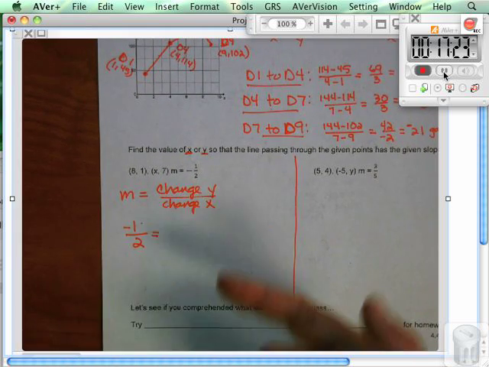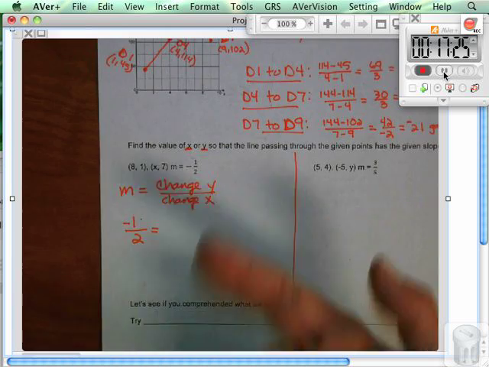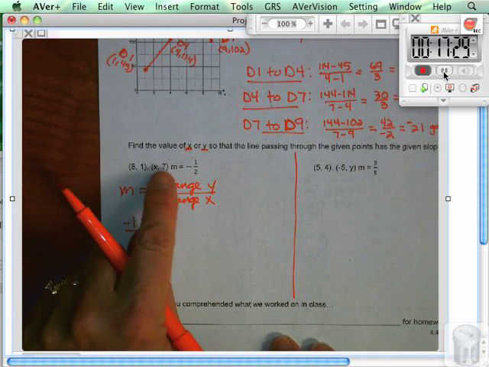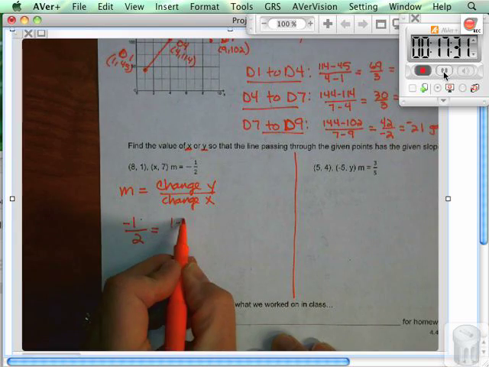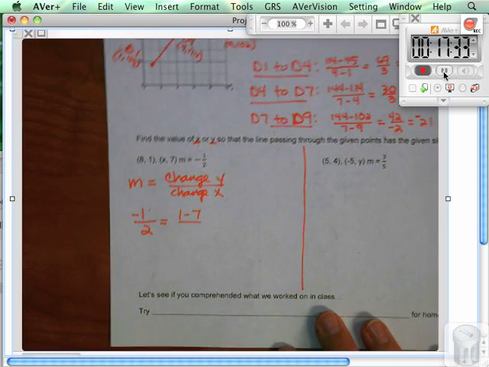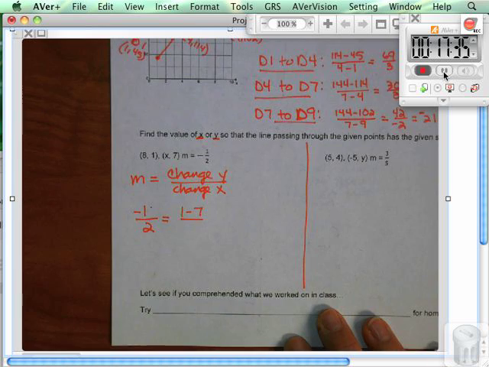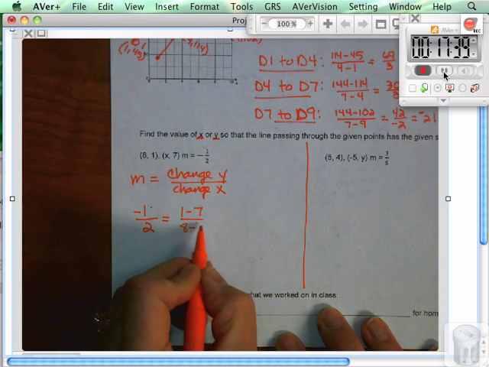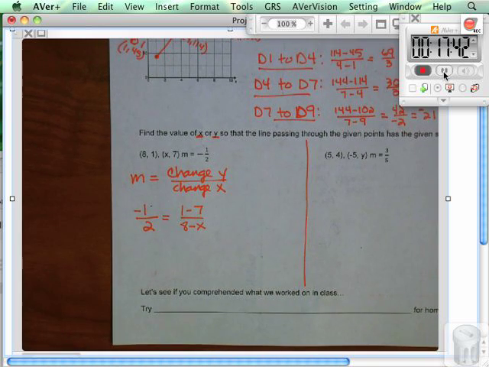I know that the slope equals change in y, so can I write that? 1 minus 7, change in y, over change in x. Yeah, there's a variable, but so what? I can still write it, 8 minus x. Because you know how to solve these. You did it in chapter 1. Last chapter.